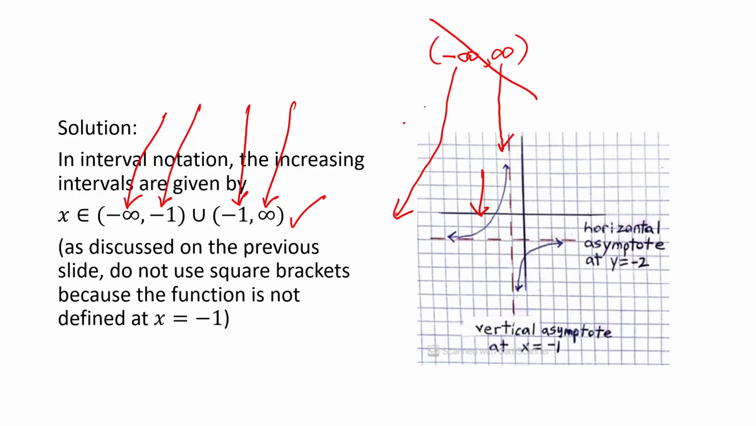This is wrong. The way you describe that is negative infinity to negative 1. When we say negative infinity, we're describing this x coordinate. And when we say negative 1, we're describing this x coordinate. Those are x coordinates in there, not y coordinates. Okay?